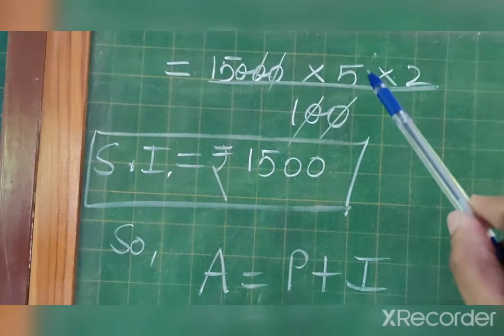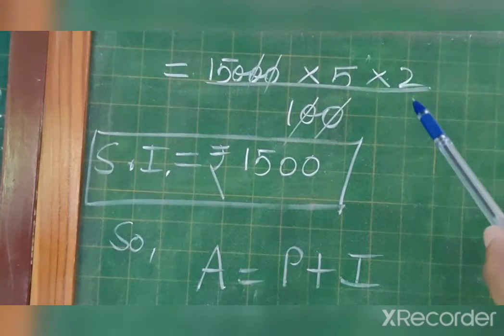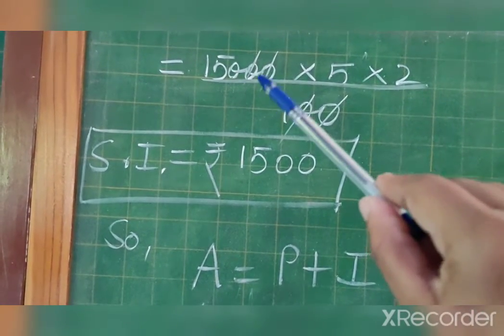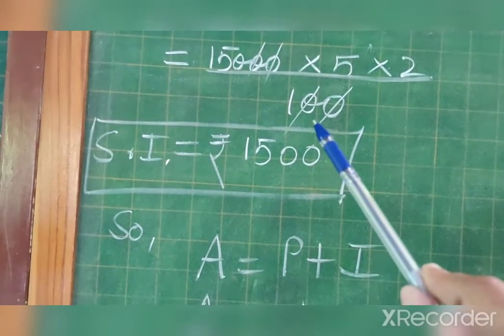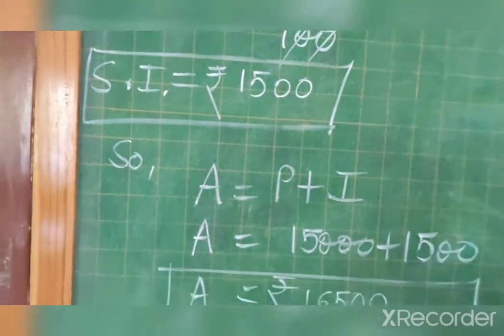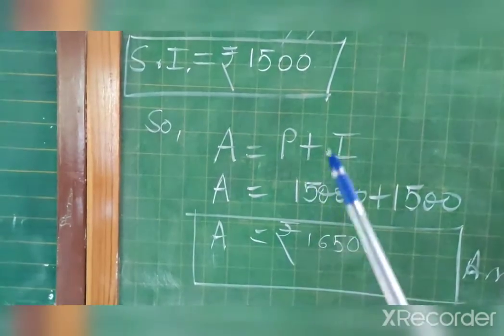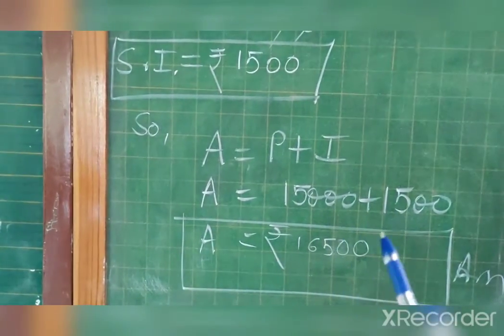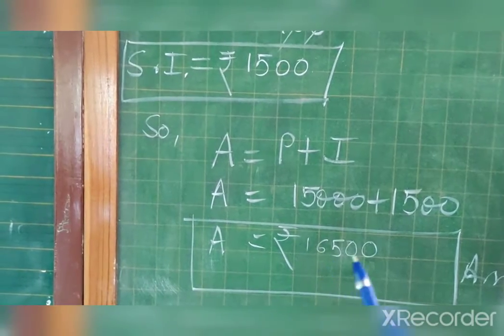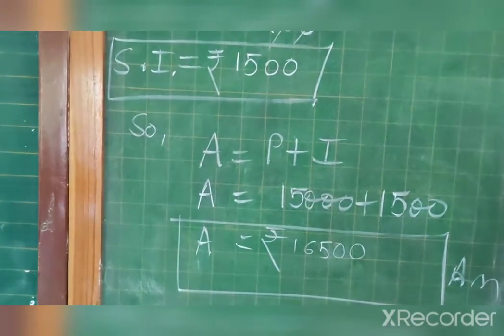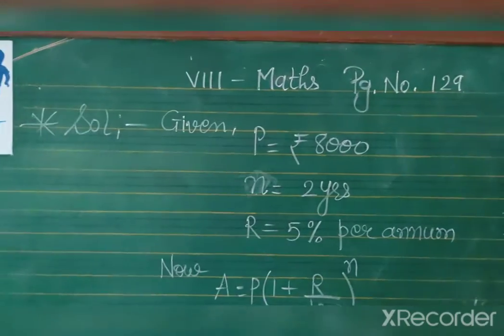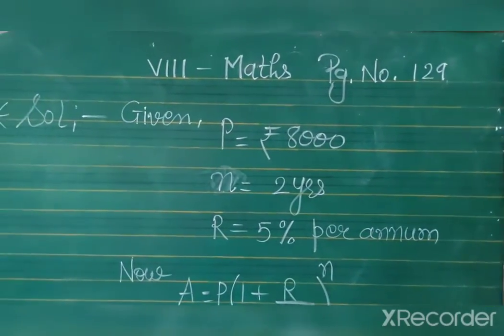This 2 0 cancels by this 2 0. 2 fives are 10, and multiplying, you will get simple interest rupees 1,500. Now we know that the amount is P plus I, so 15,000 plus 1,500, that means rupees 16,500 will be the total amount. Now try this at page number 129.